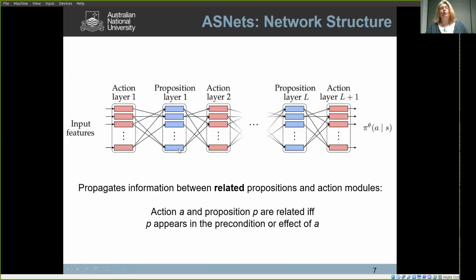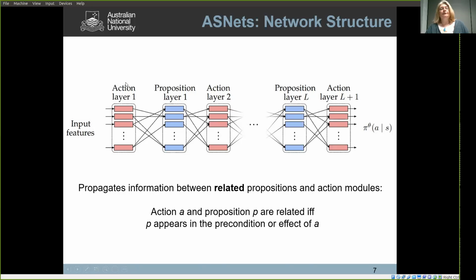So this is what an ASNet looks like. An ASNet represents a policy that takes as input particular features representing the current state, and outputs a probability distribution over applicable actions in this current state. I will talk in more detail about the input features and output features later. I just want to focus for the moment on the structure of the network.